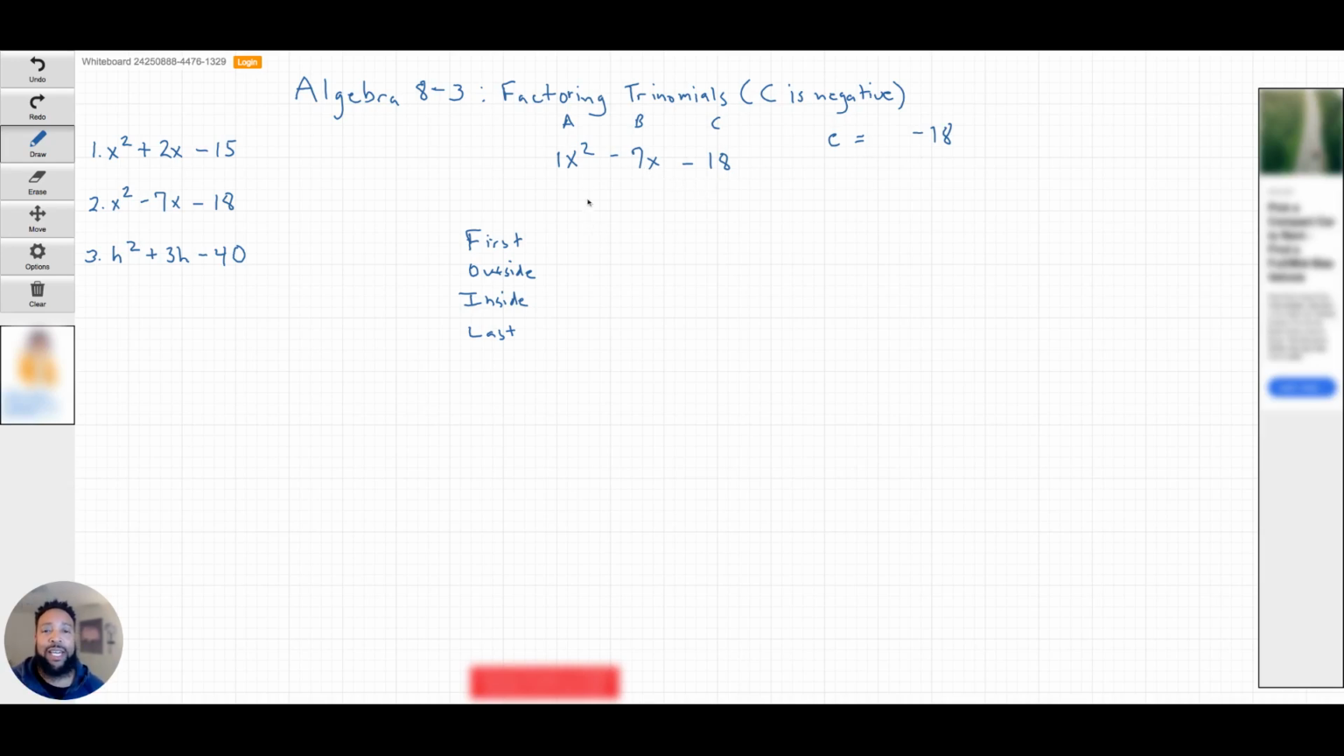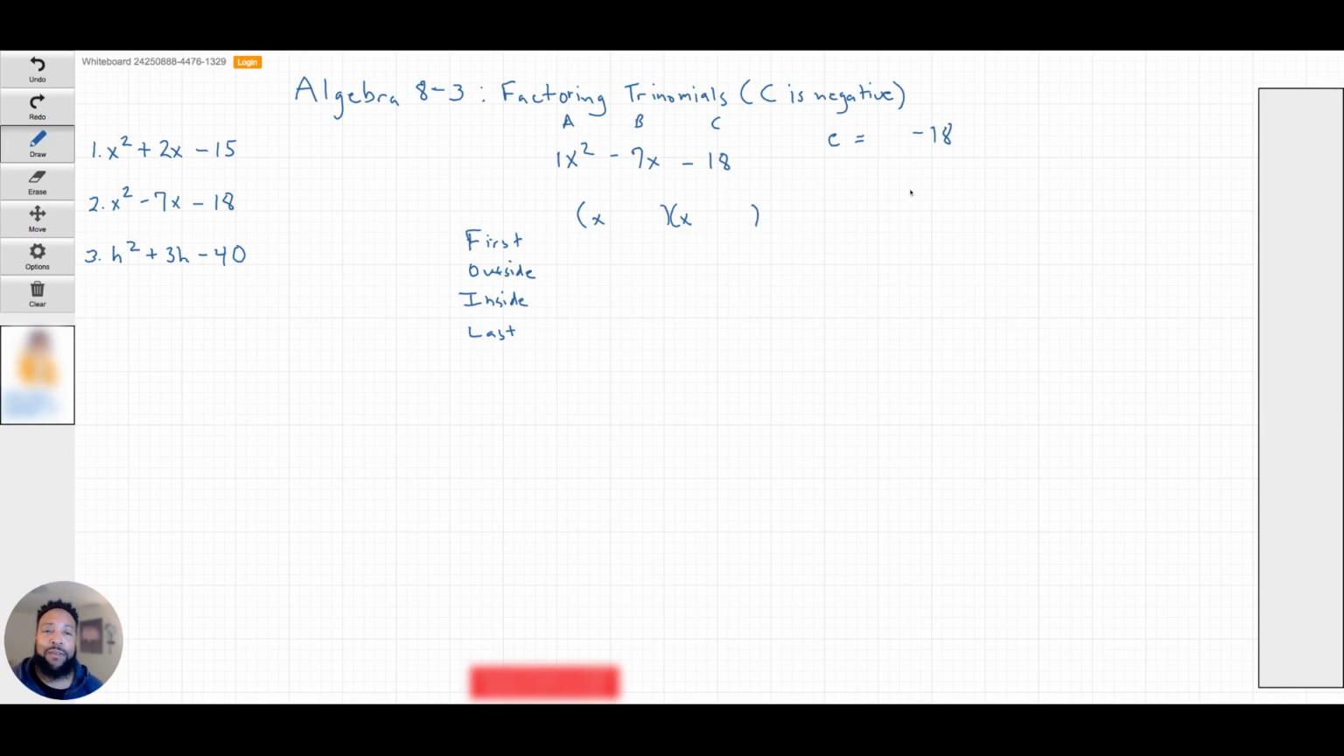So we have C is negative 18. So we write our two parentheses. We know we're going to start with x, because when we multiply these by the FOIL method, x times x will give us our x squared. But now we're looking at what two numbers I can multiply to get negative 18, but when I add them, I get a negative 7.